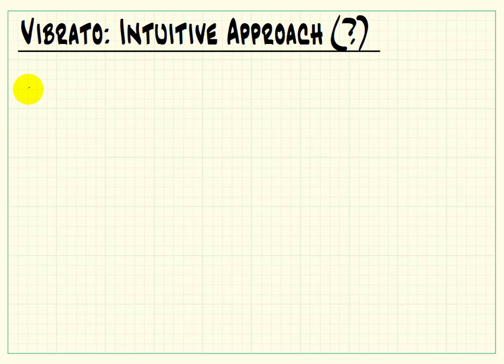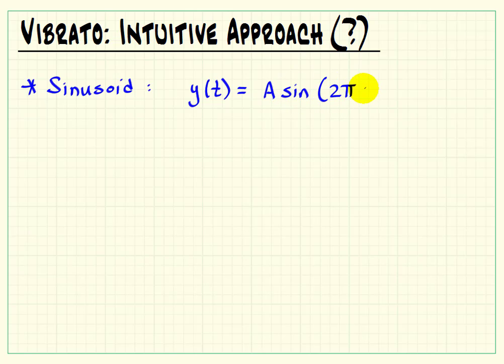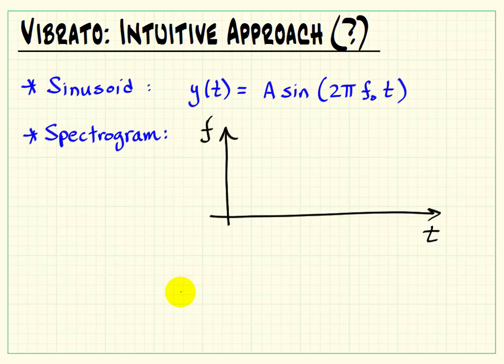Let's develop an equation for vibrato using what I'll call the intuitive approach. To begin with, let's consider a sinusoid at a constant amplitude A and a constant frequency f0. You've perhaps encountered this equation many times in the past. If we consider the spectrogram, that is the frequency versus time plot, since this is a constant frequency at f0, its spectrogram would look like a single line that continues at that same position as time goes on.